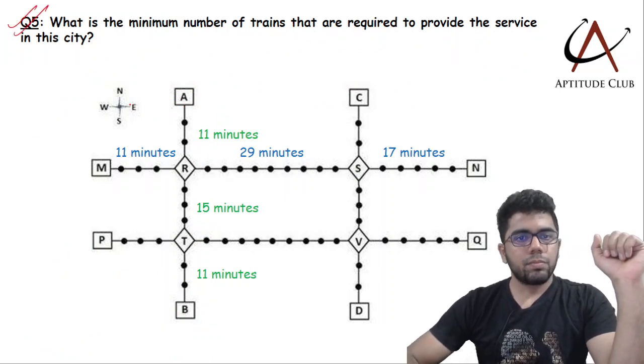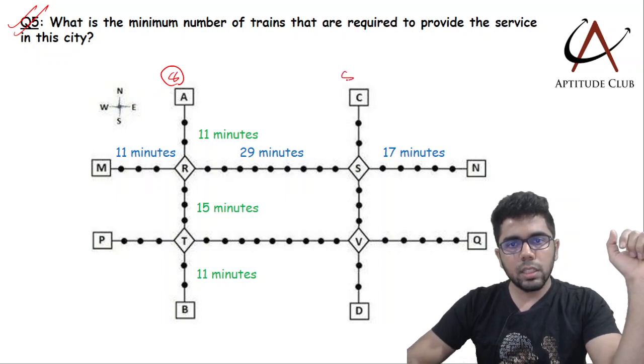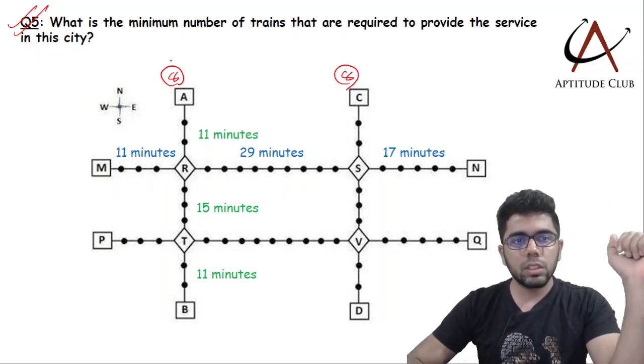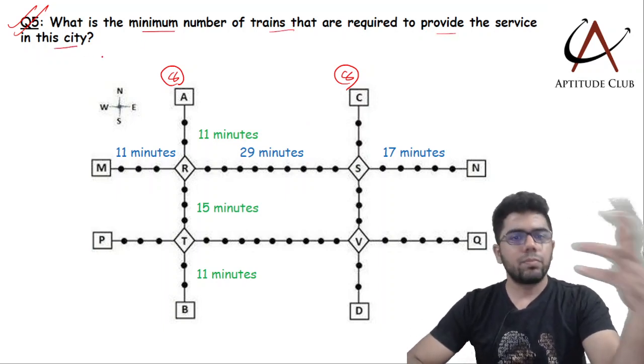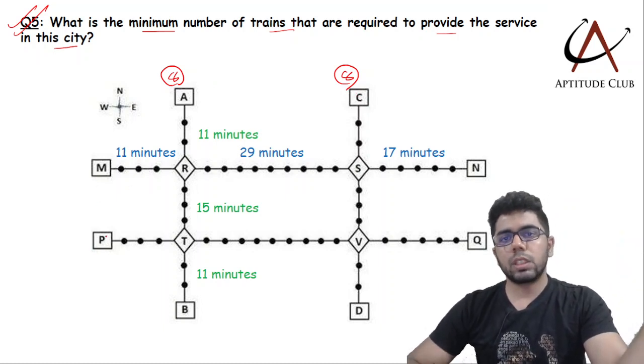Let's see this one. This is along similar lines. So here I saw that I need 8 trains, and here I need 8 trains. Now if I can figure out how much it is for east-west, then this question is clear. What is the minimum number of trains required to provide the service in the city? That means I figured out north-south in the previous question, now I have to look at east-west.